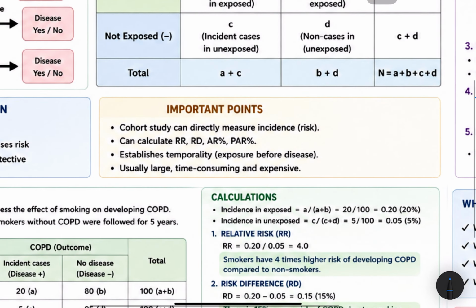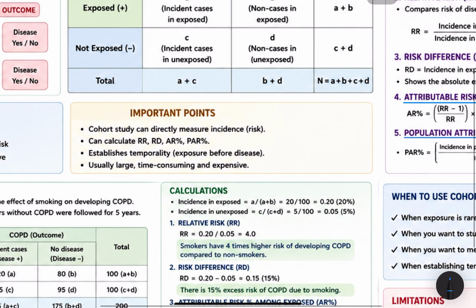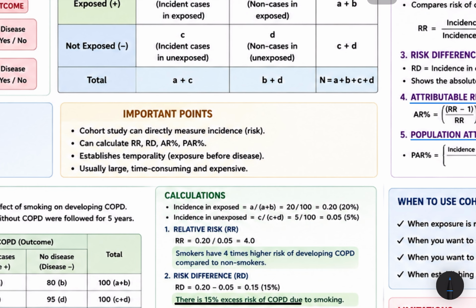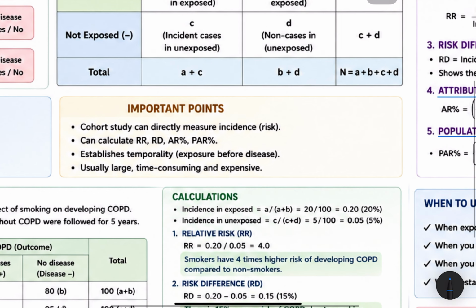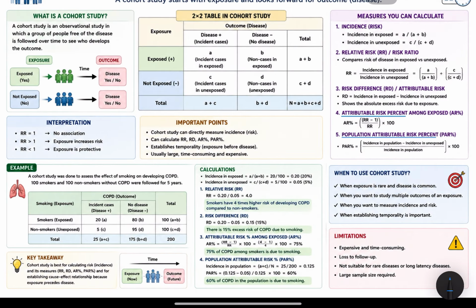Now important points. A cohort study can directly measure incidence and risk, and can calculate risk ratio, risk difference, attributable risk and population attributable risk percentage. It can establish temporality, that is, exposure before disease. It is usually large, time consuming and expensive. Okay, we will understand this with an example.